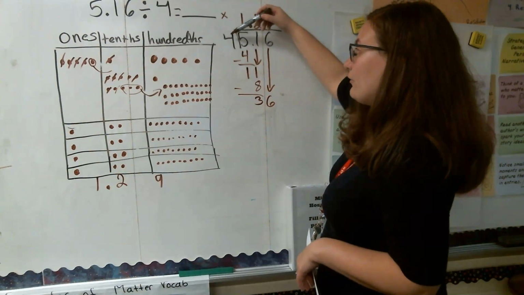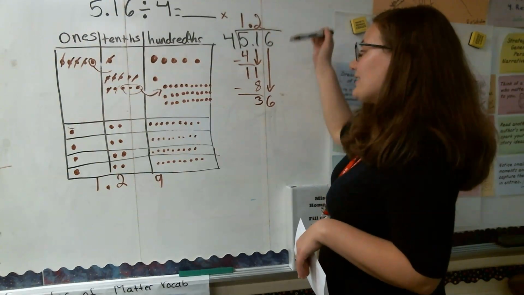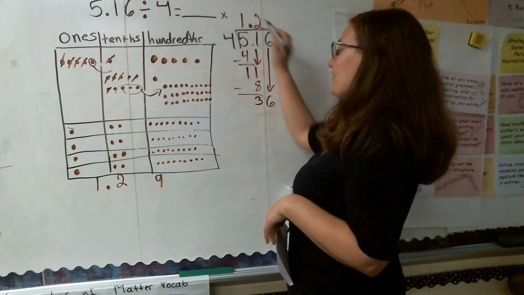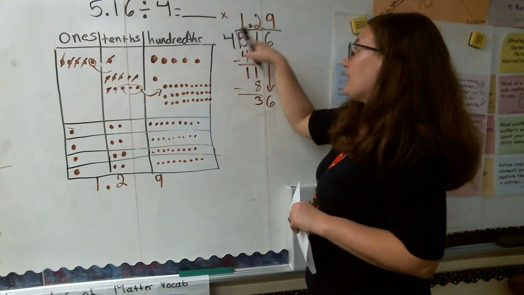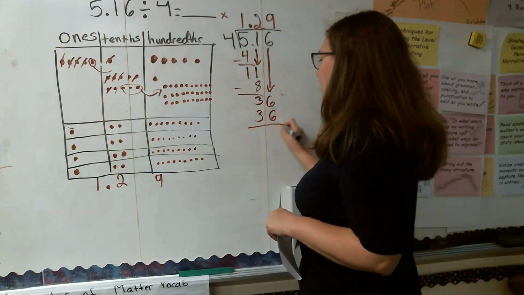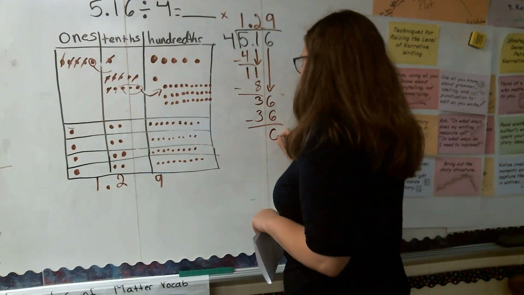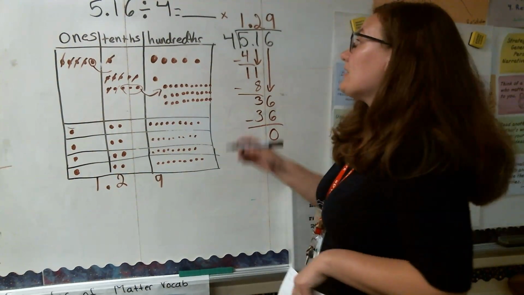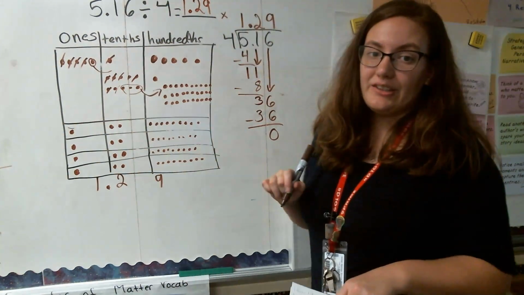So now I need to figure out 4 goes into 36 how many times? Well, 4 times what is close to 36 or is 36? Well, 4 times 9 is 36. So I'll put a 9 up here. Then I'll think about 4 times 9 is 36. And then I will subtract. 36 minus 36 is 0. And that is my final answer for this problem. So I will put 1 and 29 hundredths up in my answer bar.